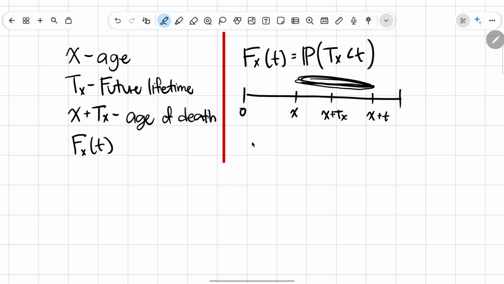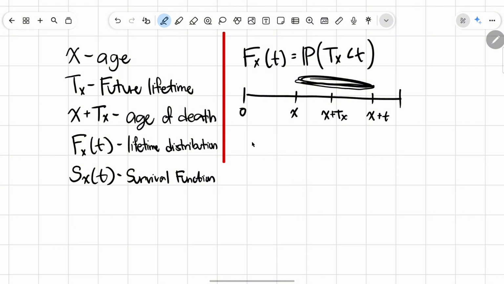Now, let's ask the opposite. What is the probability that the person age x will survive after t years? We will denote it as Sx of t. Fx of t we can also call the lifetime distribution. Sx of t we will call the survival function.